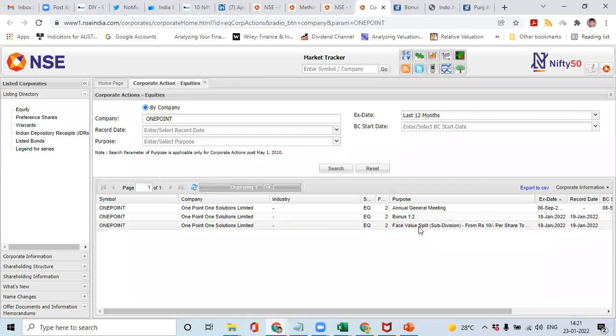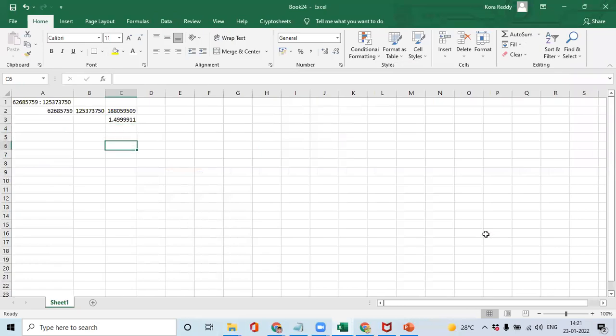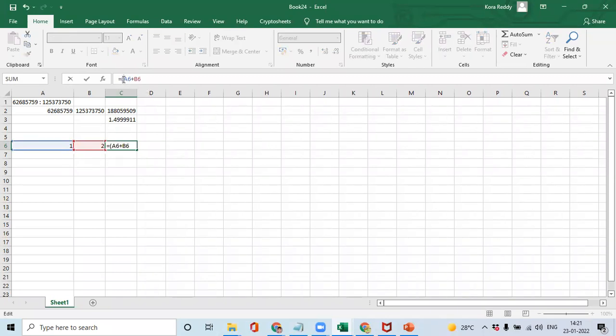Oh, he's done quite a bit this year. So bonus is 1 is to 2, and then a face value split also he has done, so that is 10 to 2. So 1 is to 2 bonus, (A plus B) divided by B, so that's 1.5, and face value split of 10 to 2, that is 5. So the multiplication of this is 7.5 times. Right.